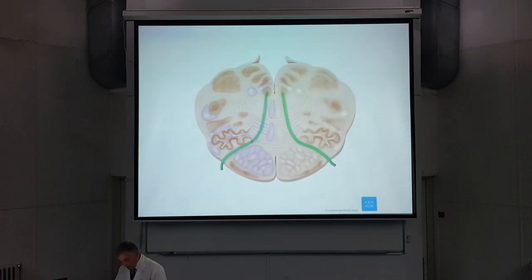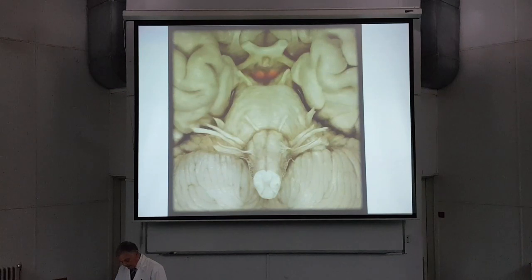This is the point of exit of hypoglossal, the olive nucleus and the pyramidal system. This is the base of the brain, and here is the point of exit of the hypoglossal nerve.